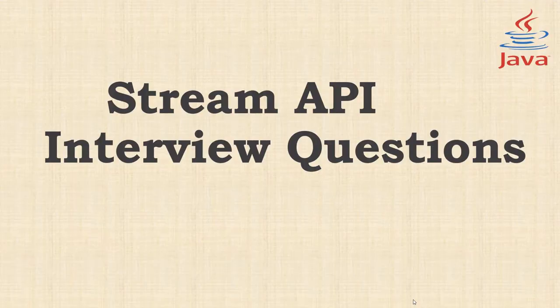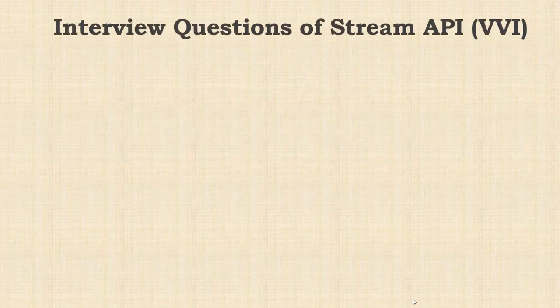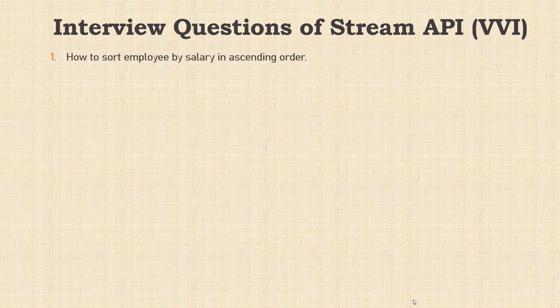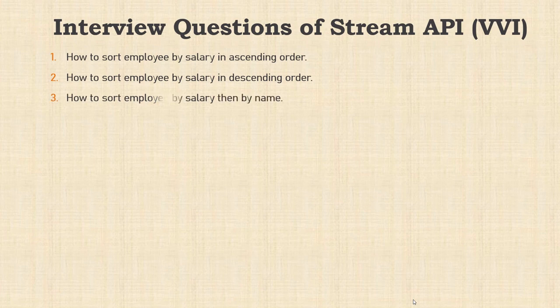We're going to cover Stream API interview questions. So we are going to cover all the very very important questions. I have made a list of interview questions. First will be how to sort employees by salary in ascending order. Second, how to sort employees by salary in descending order. Third, how to sort employees by salary, then by name. Fourth, how to group employees of similar age.